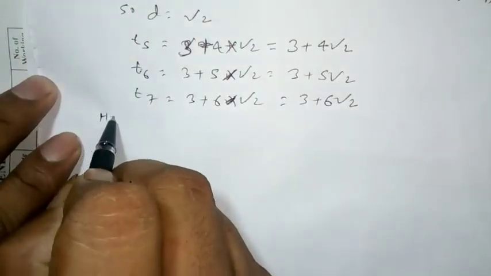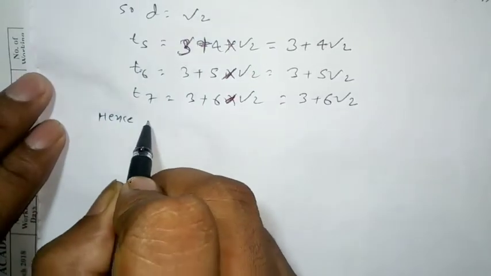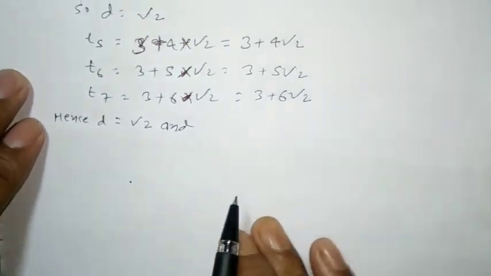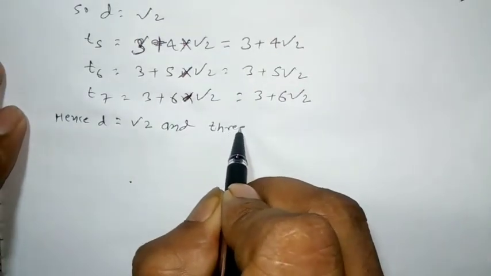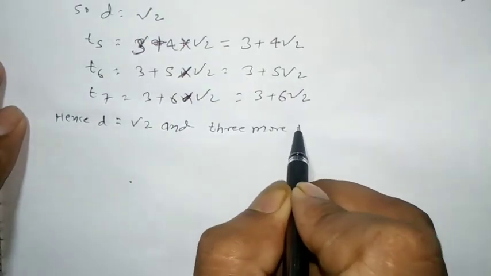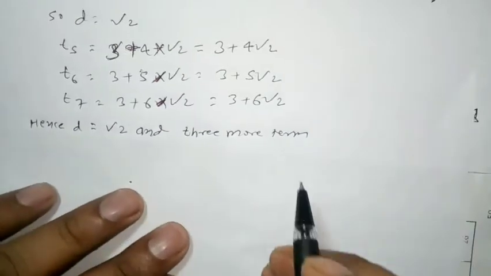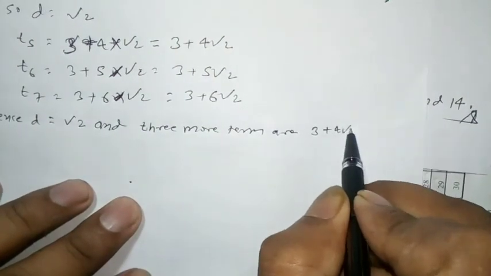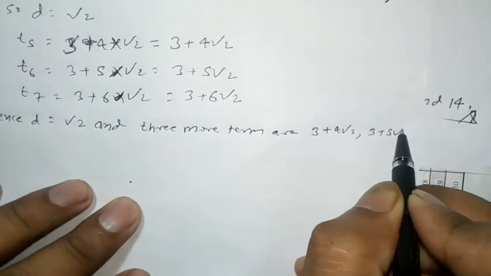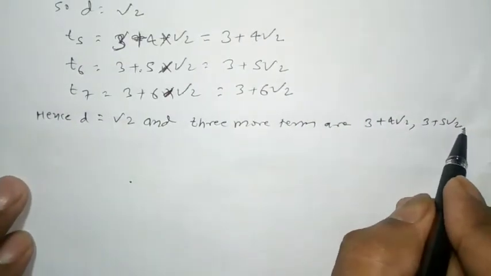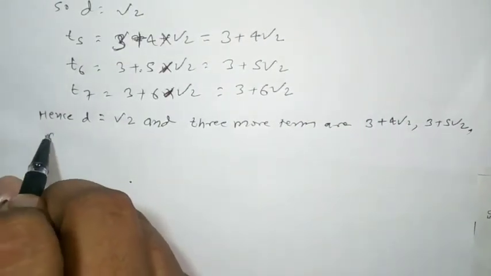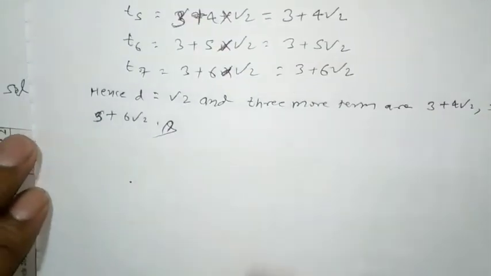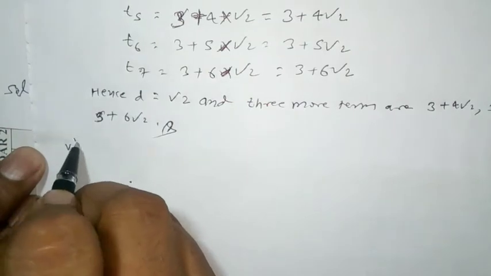Hence D is equal to root 2 and 3 more terms are 3 plus 4 root 2, 3 plus 5 root 2, 3 plus 6 root 2. Answer. The next question, question number 6.